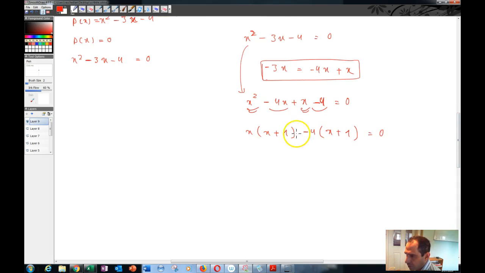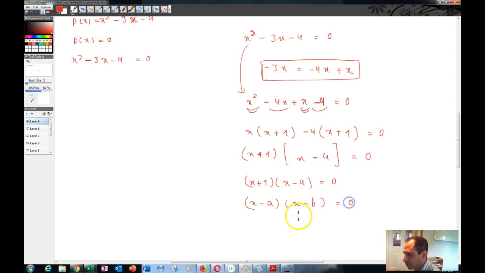And then if I take x plus 1 out, that would be x plus 1 times x minus 4 is equal to 0. So that's going to be x plus 1 times x minus 4 is equal to 0. That's exactly the kind of thing we were talking about. So that's x minus a times x minus b is equal to 0.